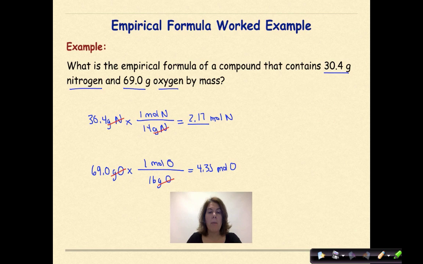So I'm going to divide both of these values by the moles of nitrogen, 2.17. This will equal 1. This will equal 2. Therefore, when I write my empirical formula here, it would be N1O2, but we know that the 1 is assumed, so really it's NO2, which means in this particular compound, the ratio of nitrogens to oxygens is 1 to 2.